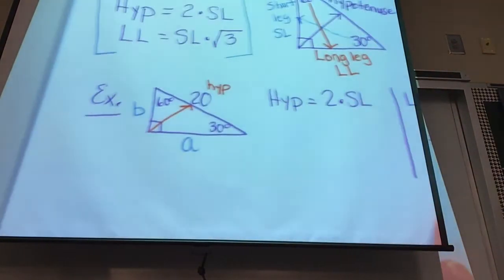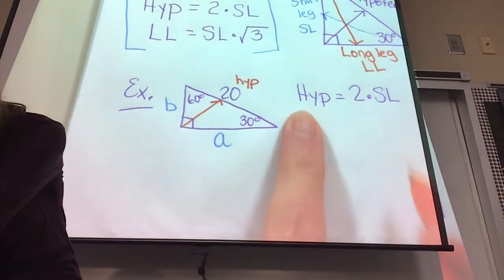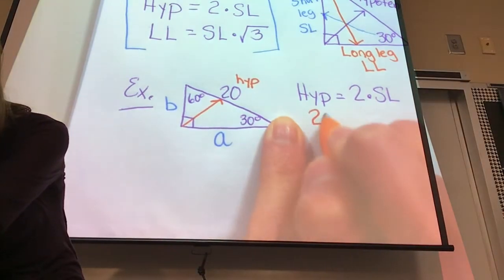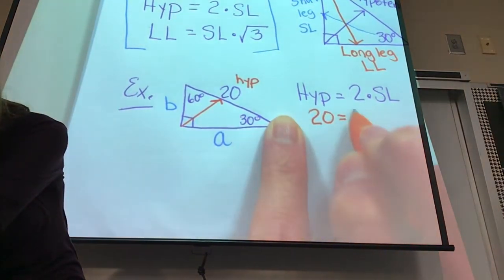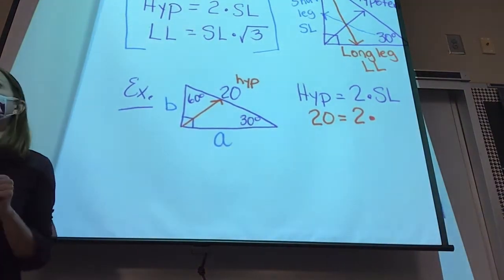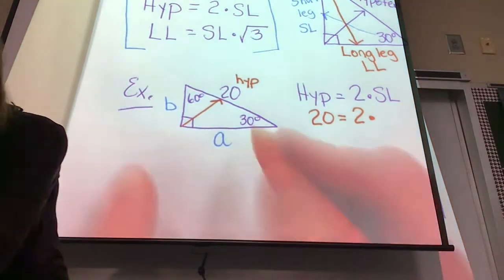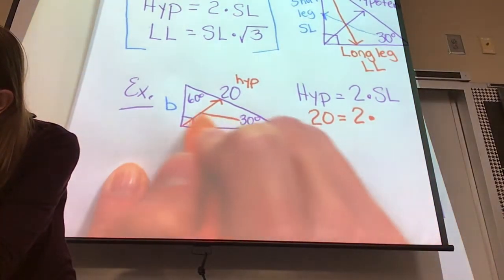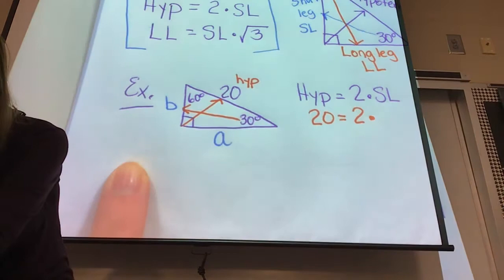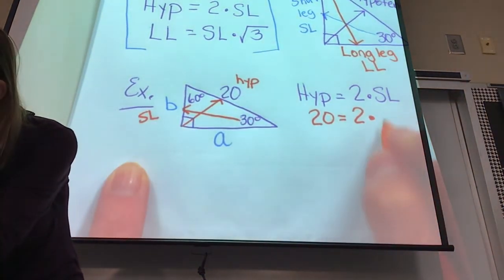So go ahead and plug in what you do know. You know that this is 20. So you have 20 equals 2 times. Now, what is SL? What did we call it? It's the short leg, which in this case is labeled what? B. Our short leg is the one, remember, across from the 30-degree angle. So it's going to be letter B.